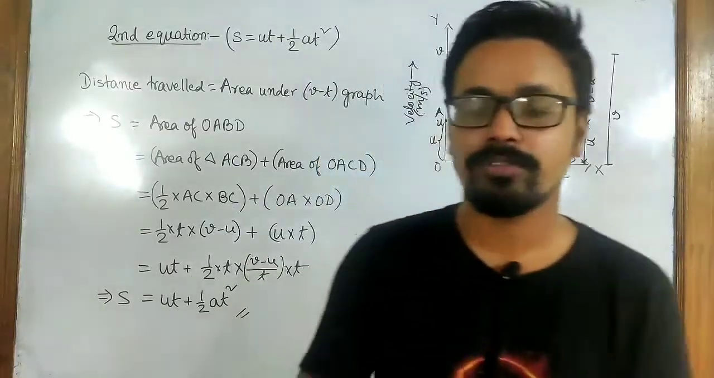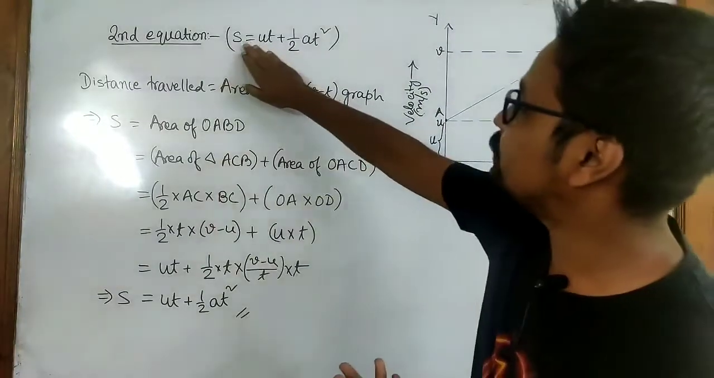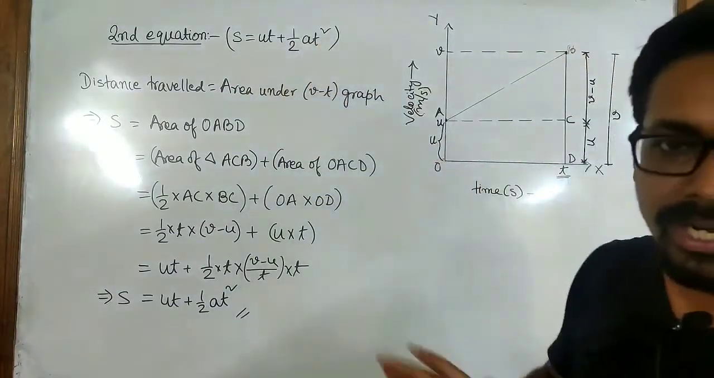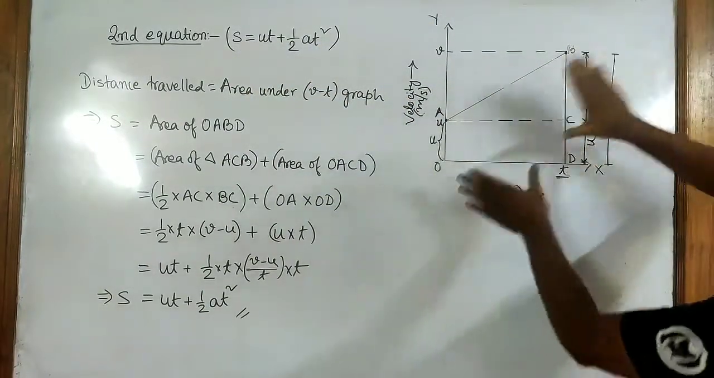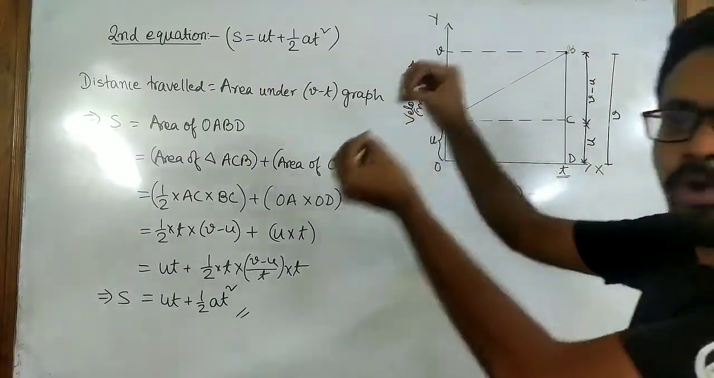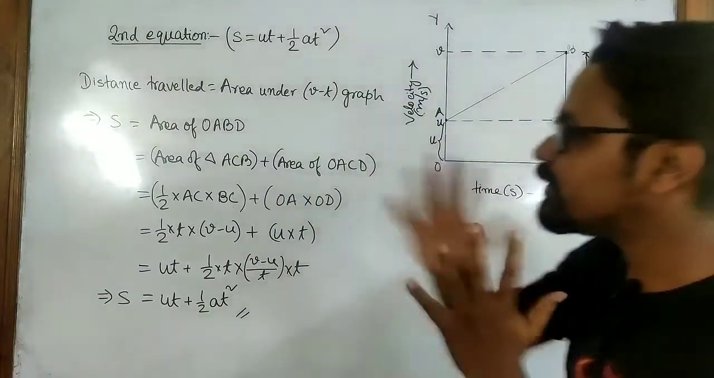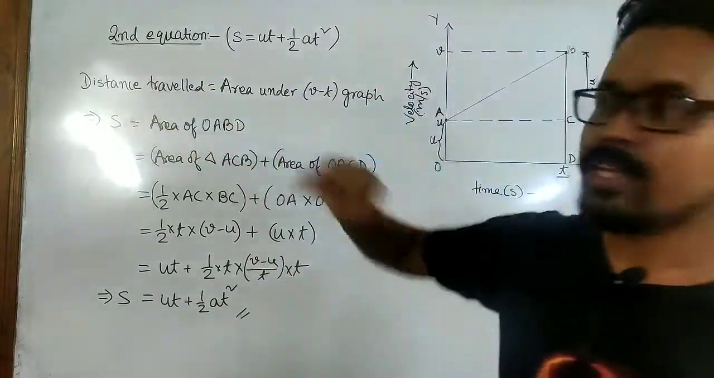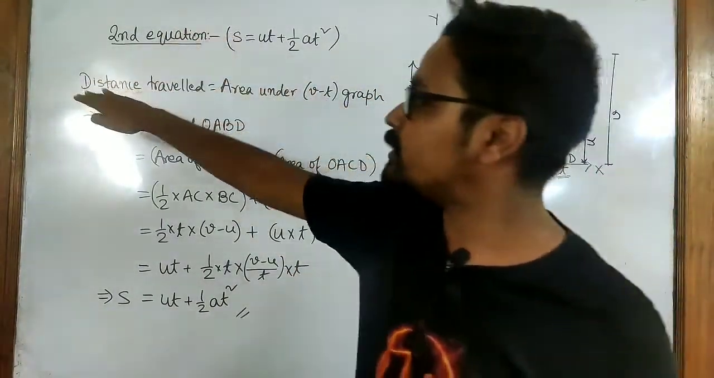Let's move into the proof of the second equation, which is S is equal to UT plus half AT squared, and we have to prove this. We will use the same diagram, so don't worry about the diagram, just know how to draw this diagram and we will derive all the equations from this one. Okay, so let's start. We want distance traveled. Since we have to find out distance, we will use the distance traveled.